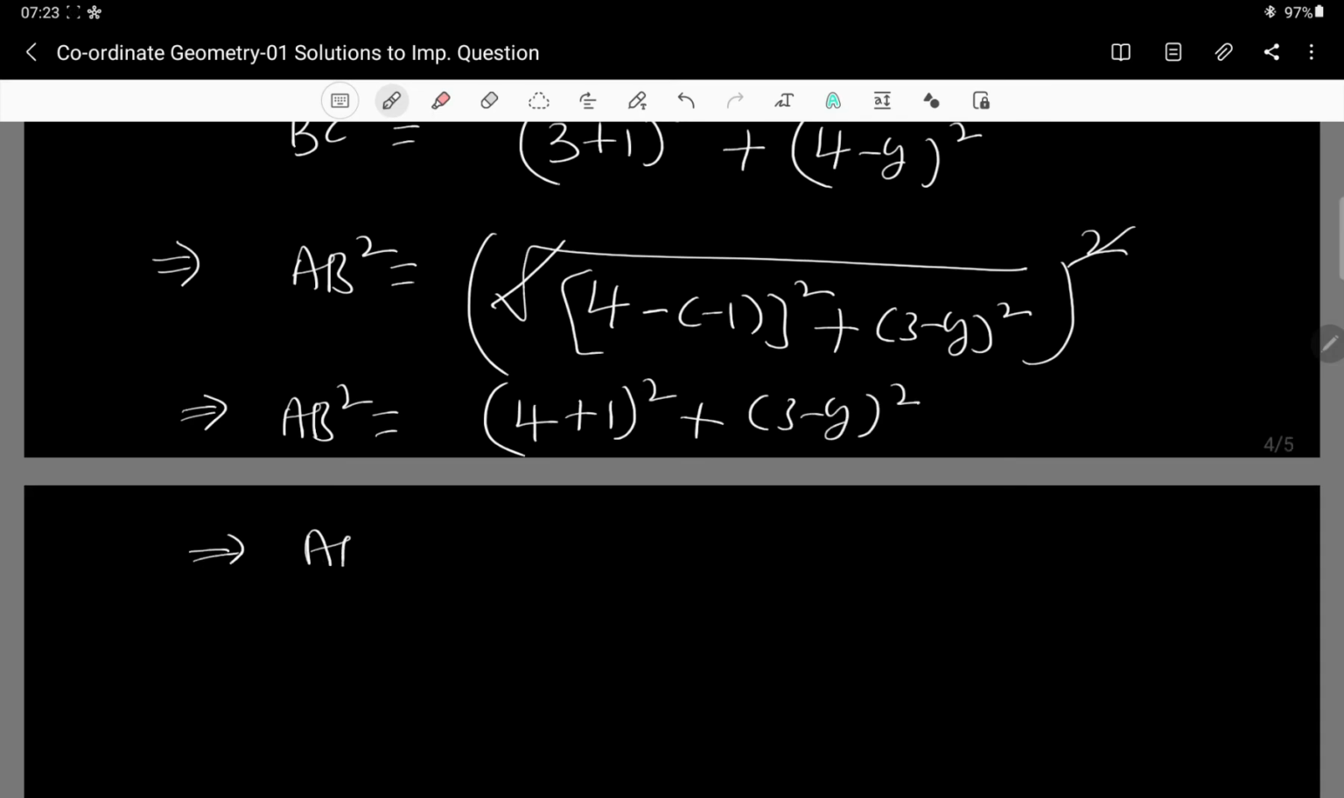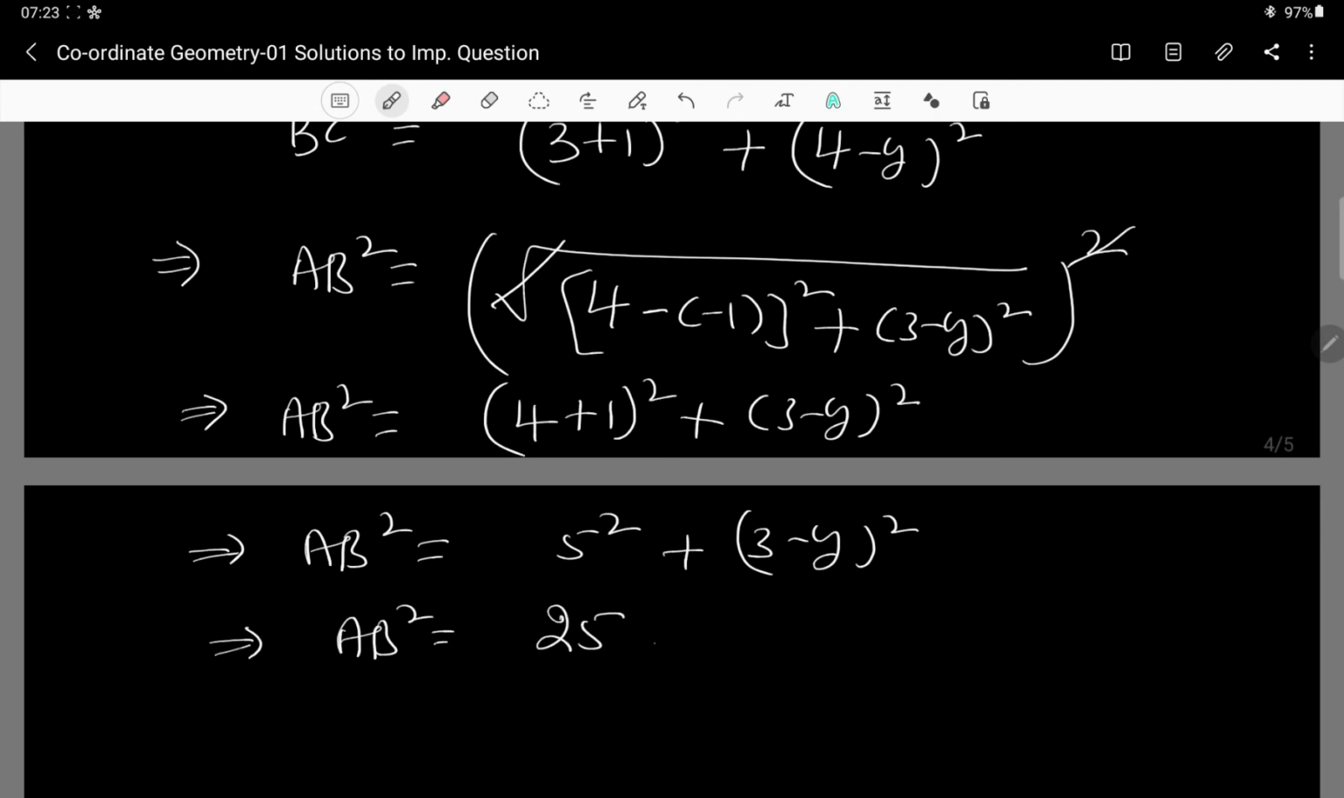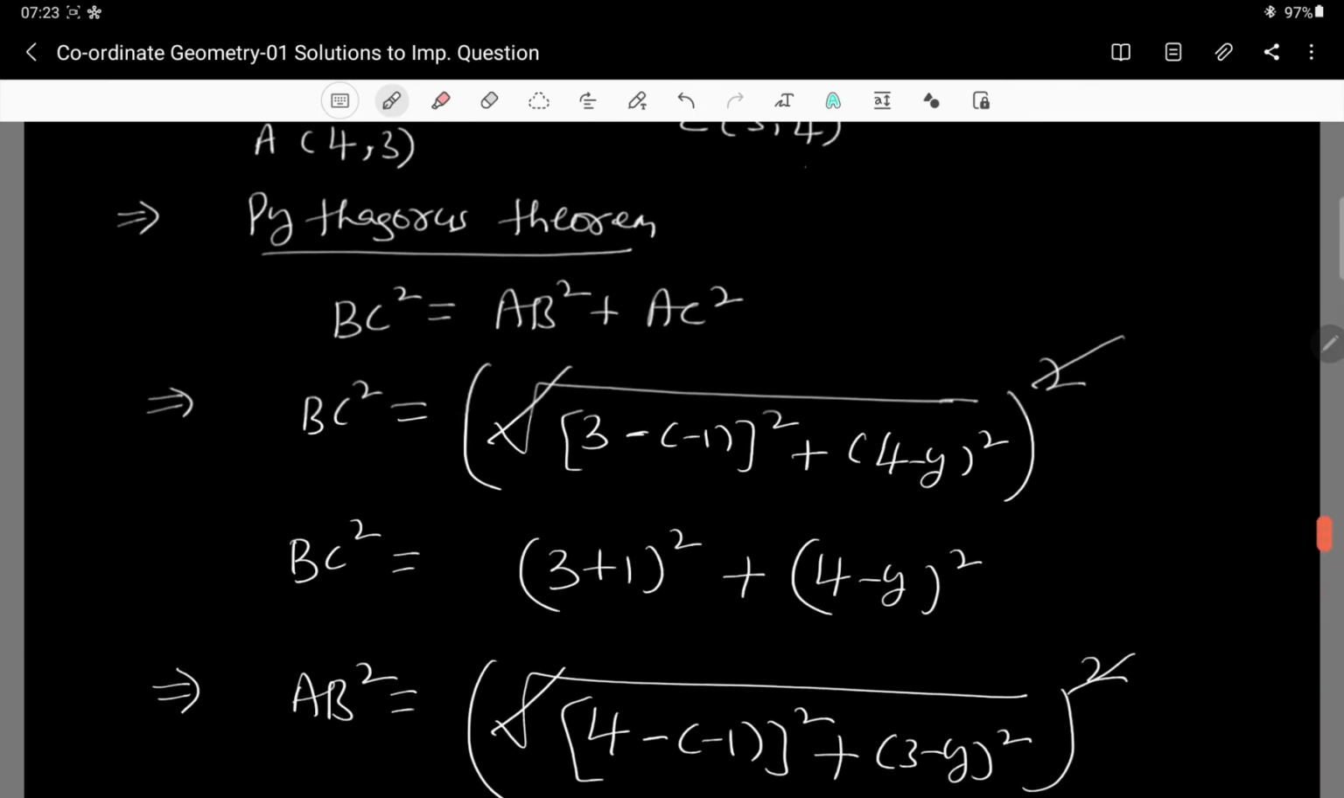So AB square is equal to 4 plus 1 is 5 square plus 3 minus y whole square. So ultimately AB square is equal to 5 square is 25, 25 plus 3 minus y whole square. So this is AB square.